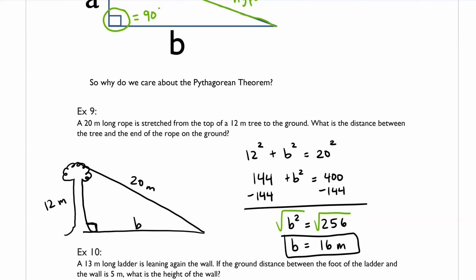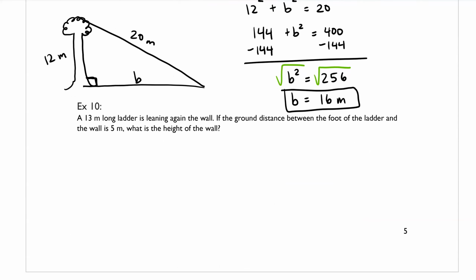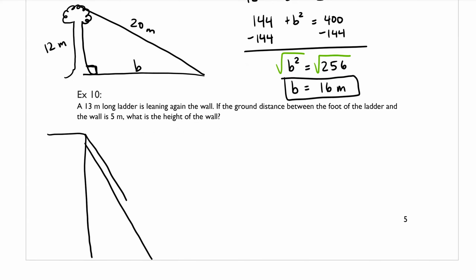Okay, so that one was nice because when we took the square root, we got a whole number, but sometimes that's not going to be the case. Example 10 says, a 13-meter long ladder is leaning against the wall. If the ground distance between the foot of the ladder and the wall is 5 meters, what is the height of the wall? So here is the wall of some building, and we have a ladder that is leaning against it. So there's my ladder. It's a very poorly drawn ladder, but it's still a ladder. And we know that the ladder is 13 meters long, and the ground distance between the foot of the ladder and the wall, so this length here, we know that that's 5 meters, and we do know that that's a right angle.